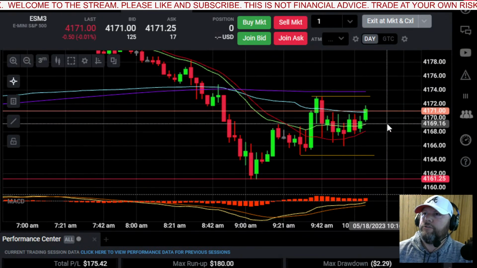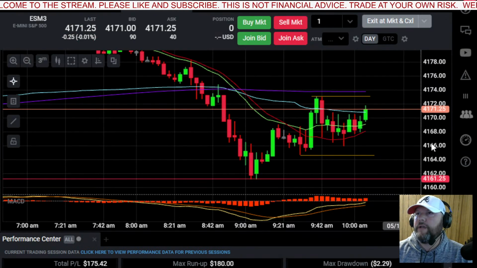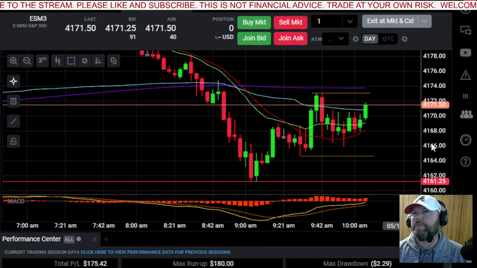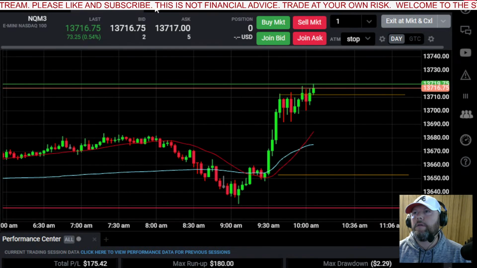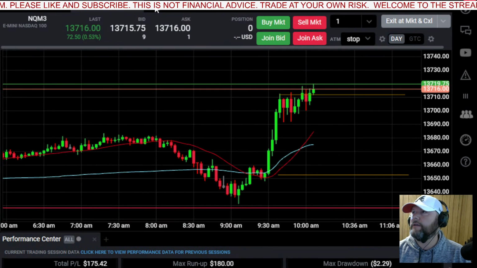All right, ES is trying to make a move here. Let's see if it can break out of that 15-minute range here. Nasdaq also just made a new high.